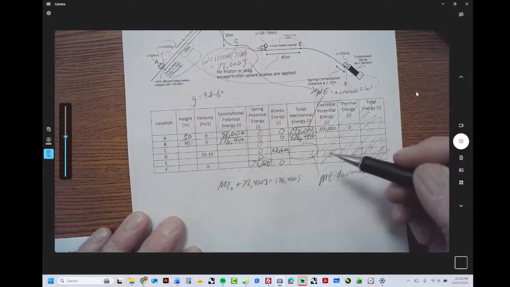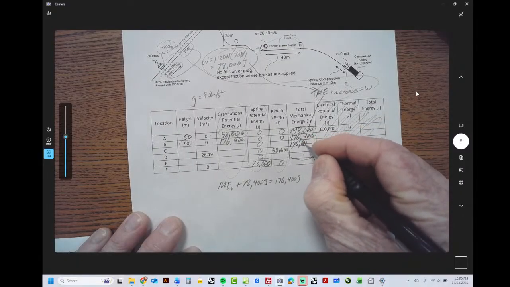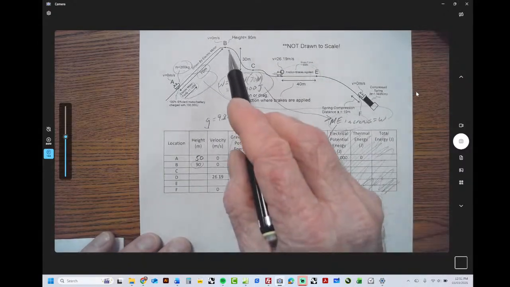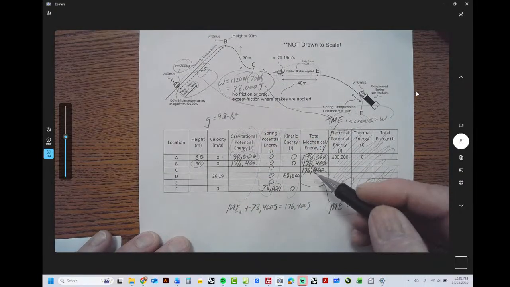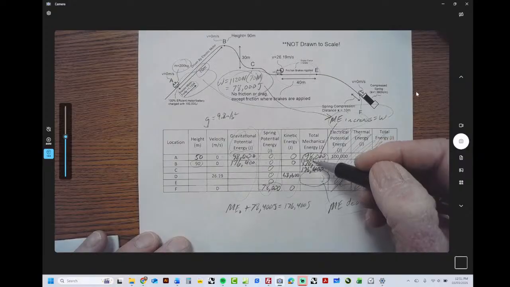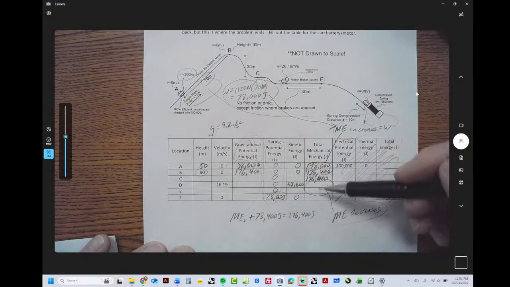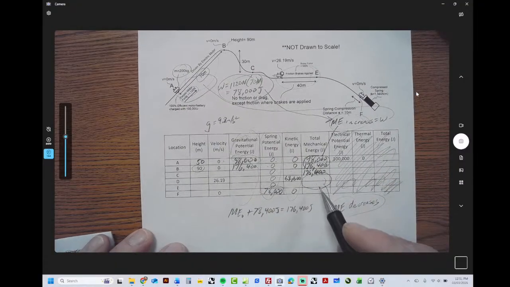This 176,400 stays the same here because there's no work done between B and C. There's no friction or anything. Like I was saying earlier, this stays the same except when there's positive work here, which means it's bumped up, or when there's negative work, which means it's bumped down. Let's see.